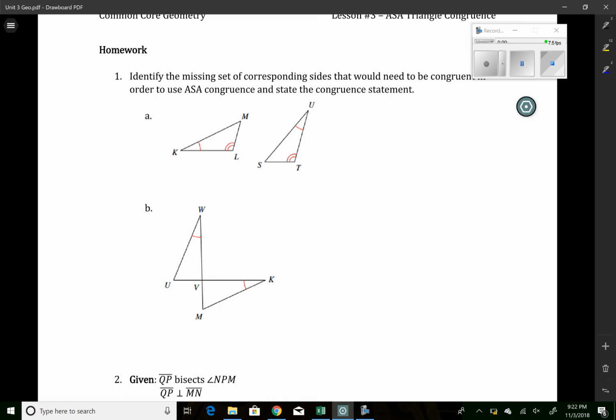So if we look here, it's asking us what missing piece of information would be needed to use angle, side, angle. So I have angle K and angle U are the same, angle L and angle T are the same, so the missing piece of information would have to be a side. And it would have to be a side between the 2 congruent angles. So it'd have to be side KL and side UT. So then we can say KL is congruent to UT, which would make triangle KLM congruent to triangle UTS.